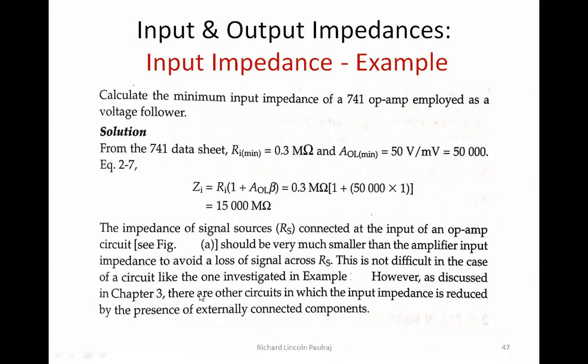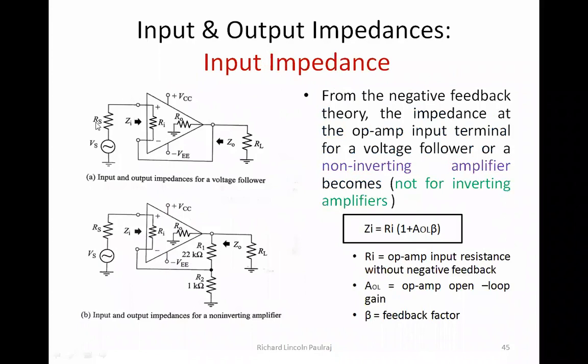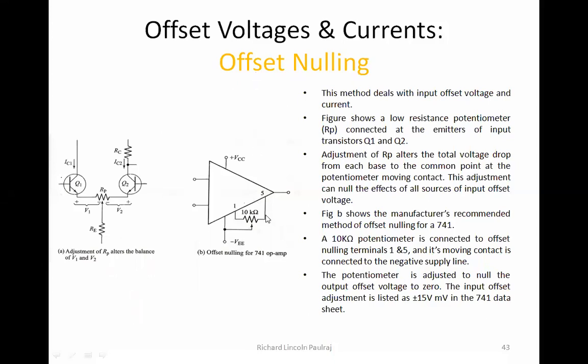However, there are other circuits in which the input impedance is reduced by the presence of externally connected components. So not only are we able to play around with these resistances, but also externally connected components, just like the concept of offset nulling, where we connect a potentiometer, a variable resistance. Through the help of variable resistance, we are able to change the values and nullify the offset values.